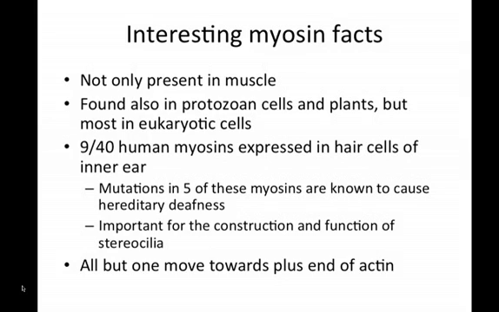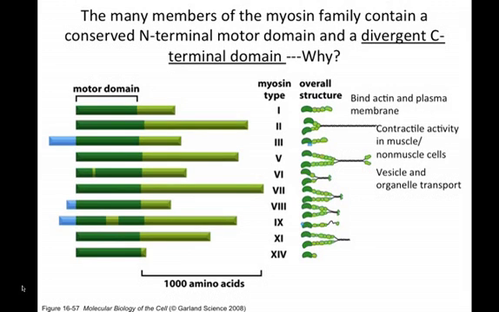Nine out of 40 human myosins are expressed in hair cells of the inner ear. I don't know anything about physiology or the ear in general, and I found this to be pretty amazing when I learned this while reading this book. Mutations in 5 of these myosins are known to cause hereditary deafness. And so it's important for the construction and function of the stereocilia. Pretty cool, huh? All but one myosin move towards the plus end of actin. But for most of these, there's no known function. There's really nothing known about them.